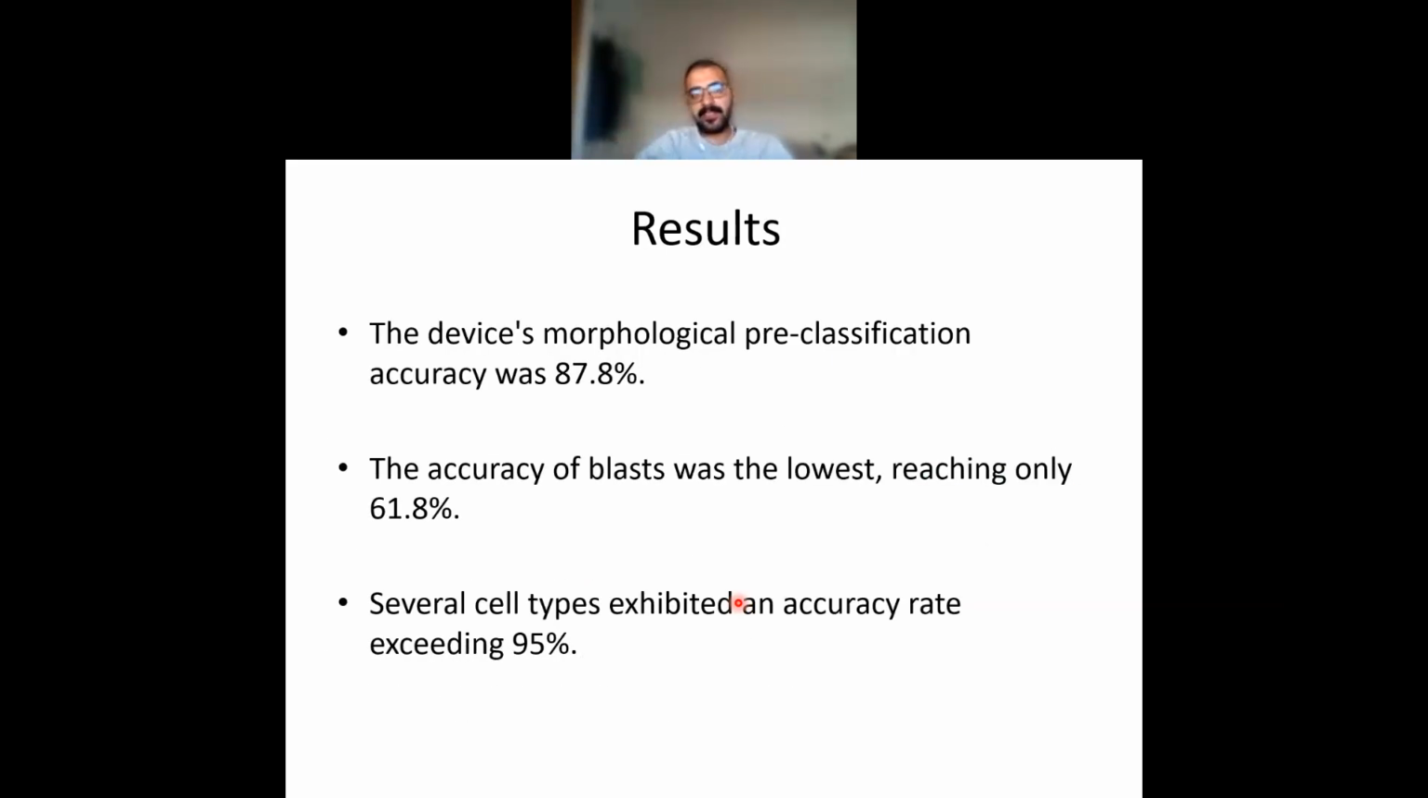When we come to the results, we will see the device's morphological pre-classification accuracy was 87%, and the accuracy of the blast was the lowest, reaching only 61.8%. But the several cell types expected an accuracy rate exceeding 95%.